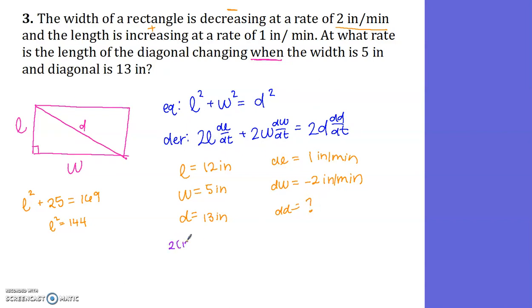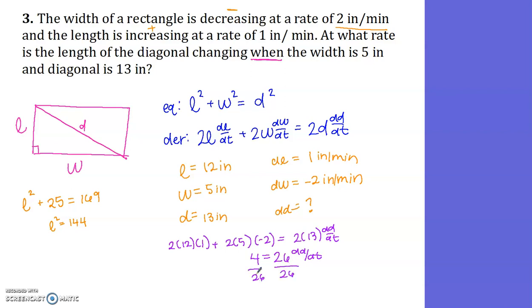So I'm going to have 2 times 12 times 1 plus 2 times 5 times negative 2. That'll be 2 times 13, and I'm missing my dD/dt. This is what we're trying to solve for. So I'm going to figure out this side first. So I'll do 2 times 12 times 1, that's 24, plus 2 times 5 times negative 2, that's negative 20. So that'll be 4 equals 26 times dD/dt.